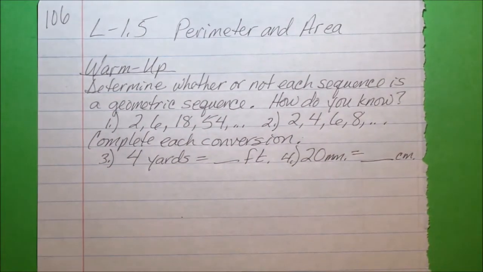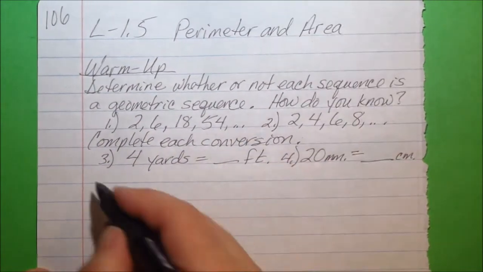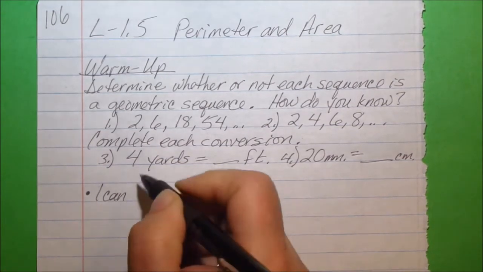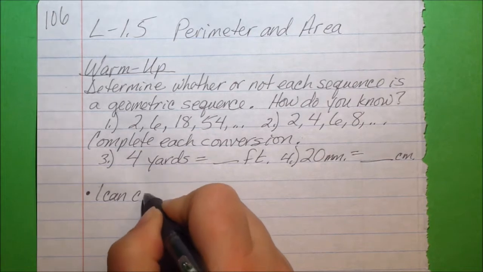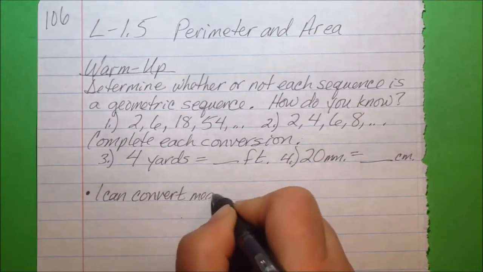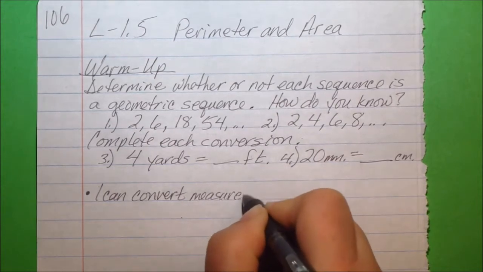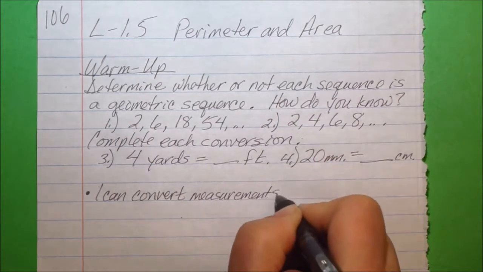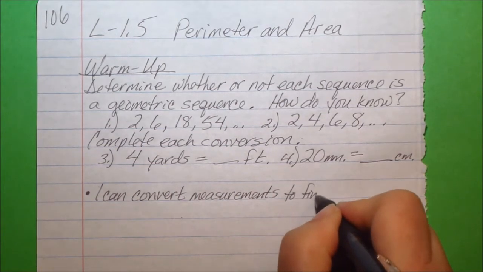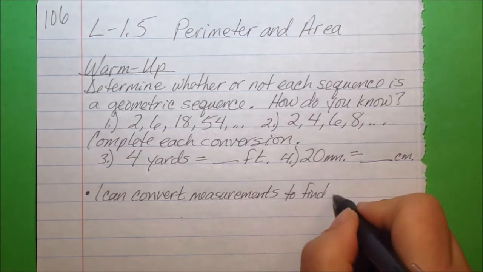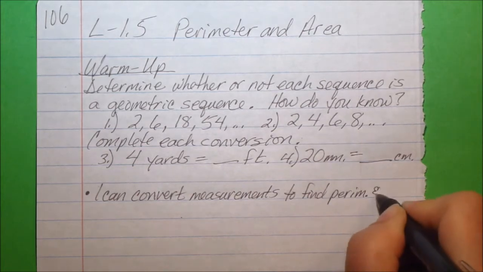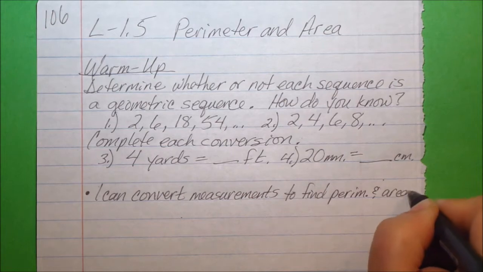Okay, I'm going to just skip one line and write our I can statement for this lesson. I can convert measurements to find perimeter and area. I'm trying to fit this on one line. All right.